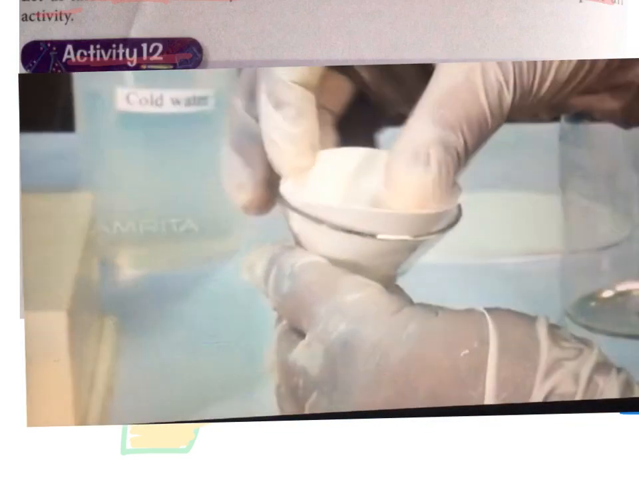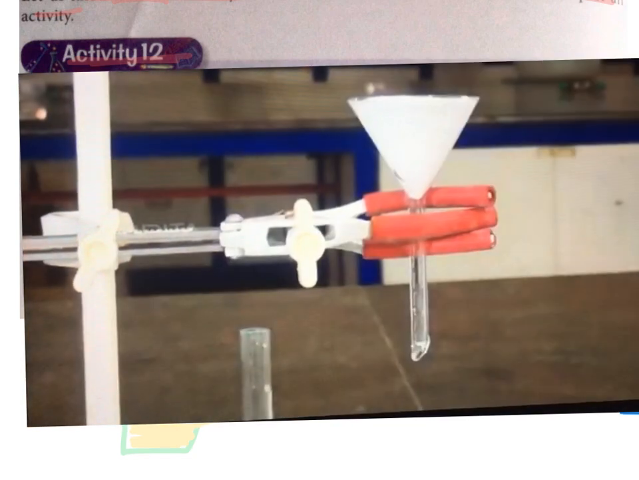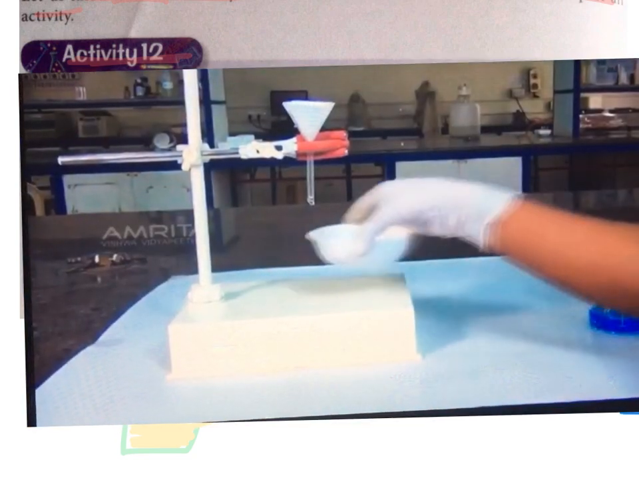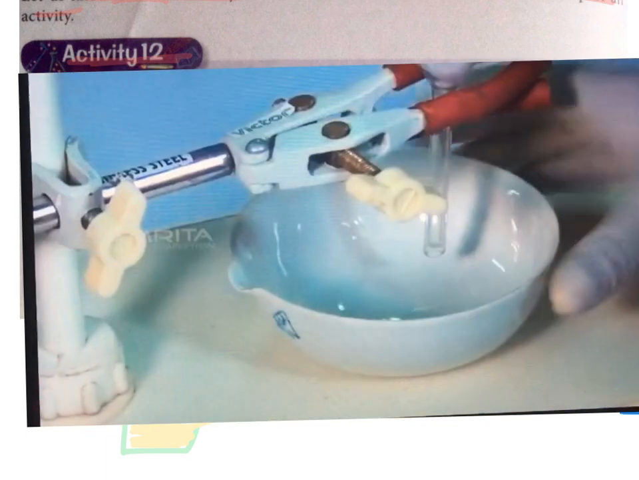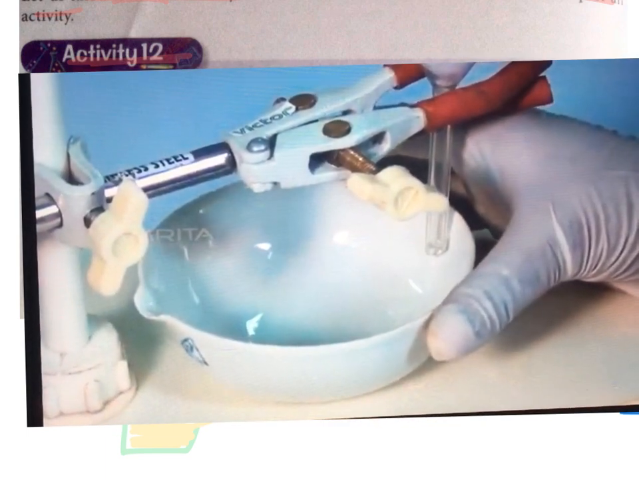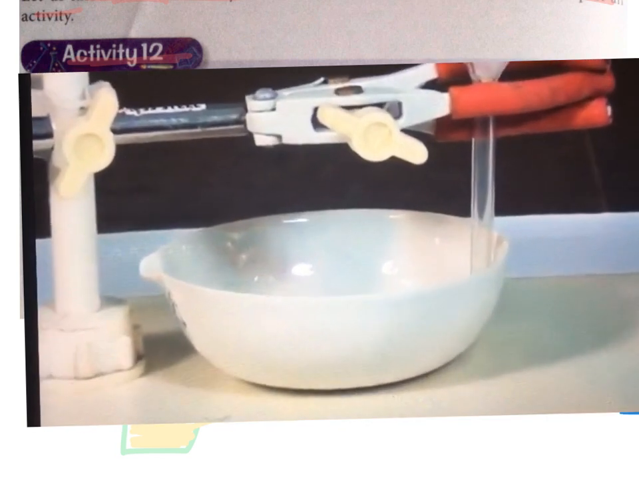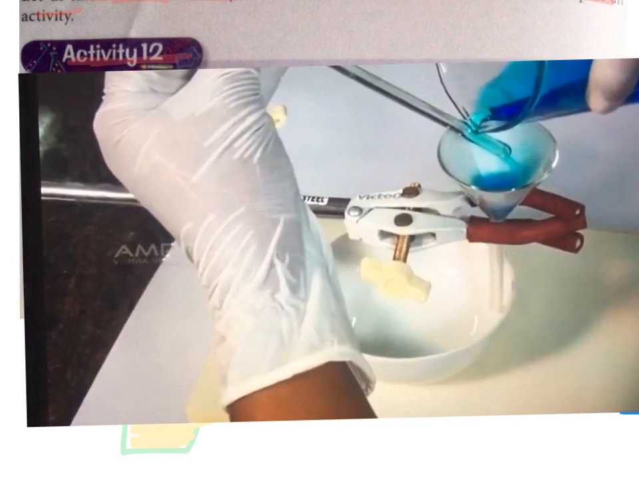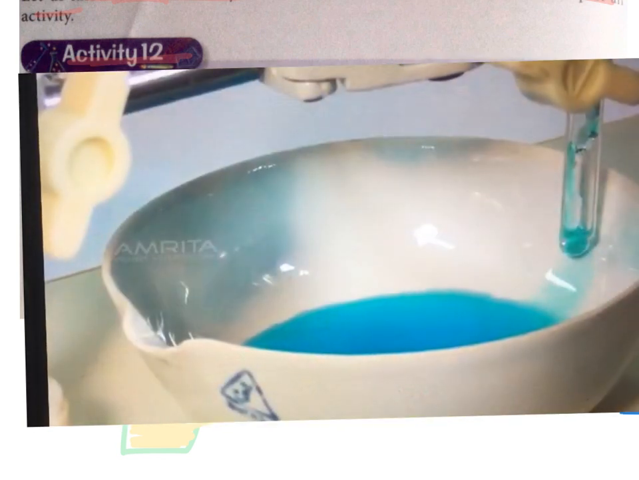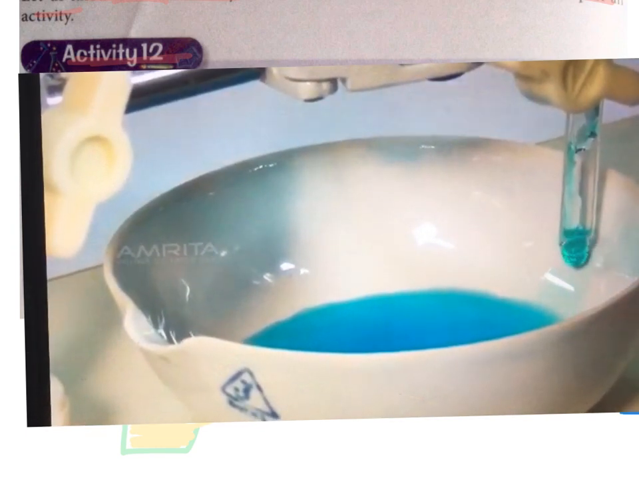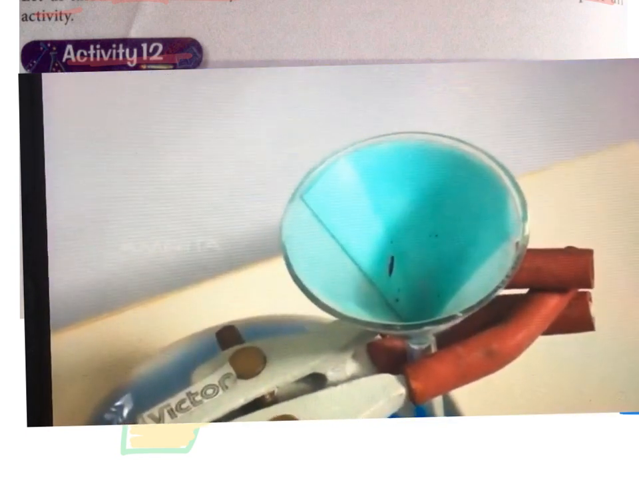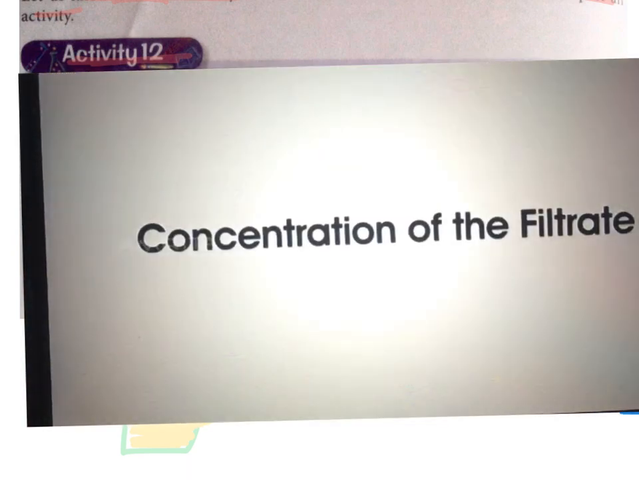Now filtration of the solution. Place a filter paper in the funnel. Place a china dish and filter the solution through this filter paper. And collect the filtrate in the china dish. The impurities will remain in the filter paper.